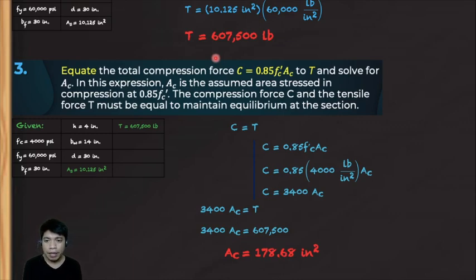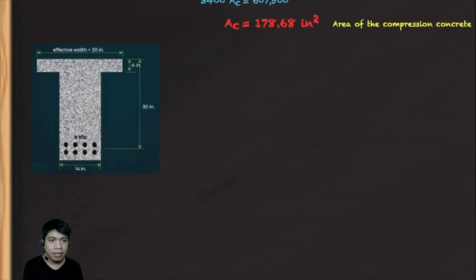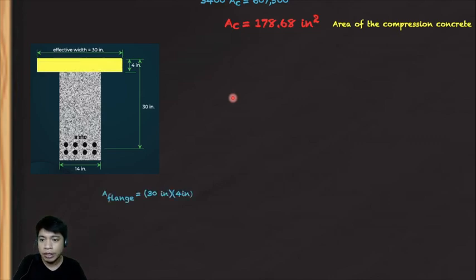Now that we know that A_c is the area of the compression concrete, we would like to find out if this area of compression concrete is still on the flange. We would like to find out if it is located in the flange or if it is located below the flange, that is, already in the part of the web. So all we need to do first is to compute the area of our flange. The area of the flange is simply 30 inches times 4 inches, and that is equal to 120 square inches. That is the area of the flange only.